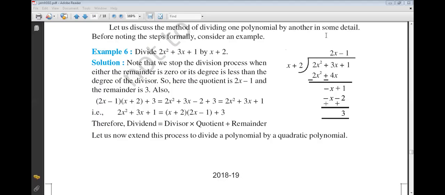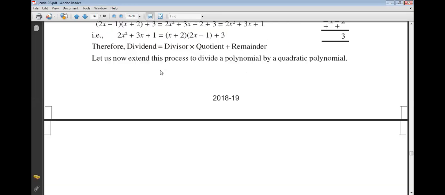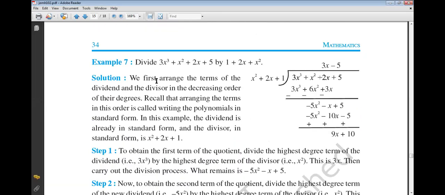Yes. On the screen, beta, just check it out. x plus 2 is the divisor. 2x square plus 3x plus 1 is the dividend. 2x minus 1 is the quotient. And what is the remainder? Remainder is 3. I take you to another example.